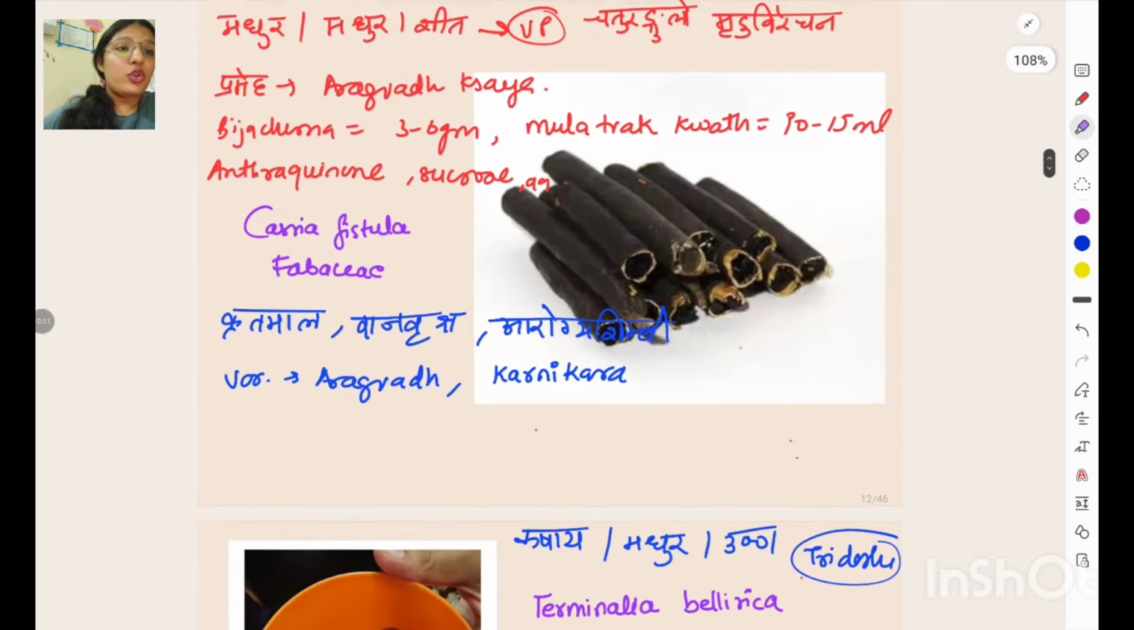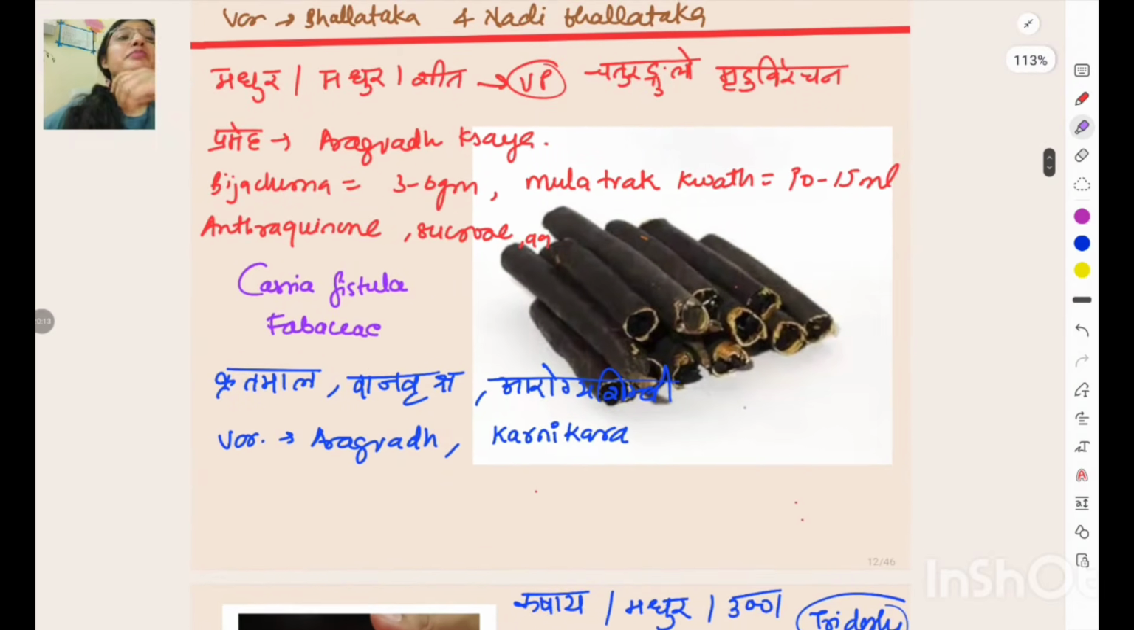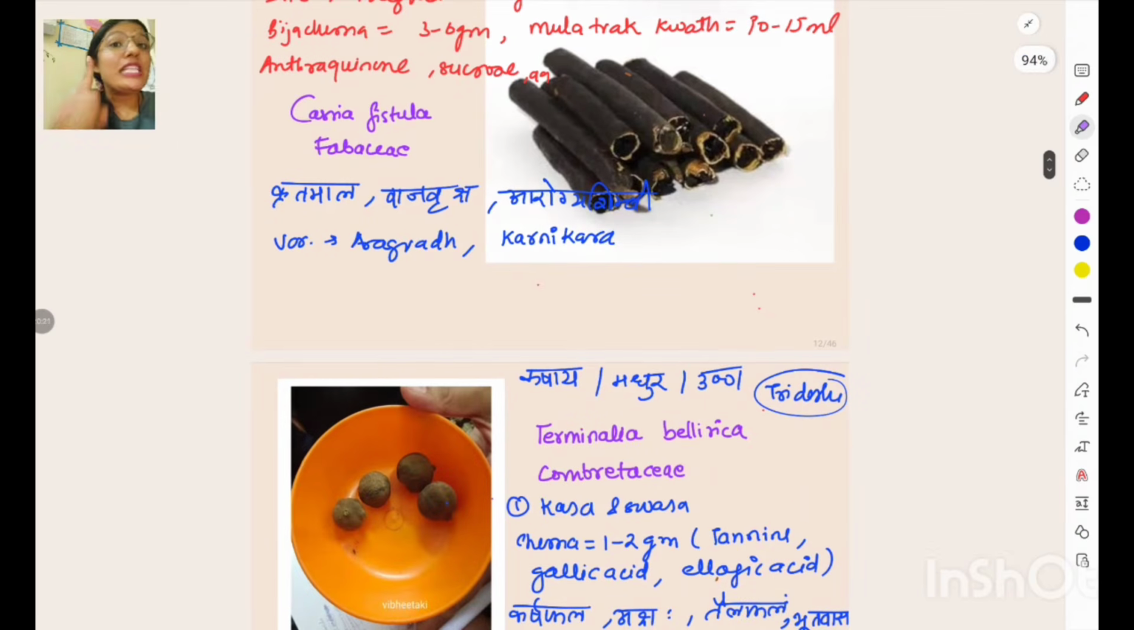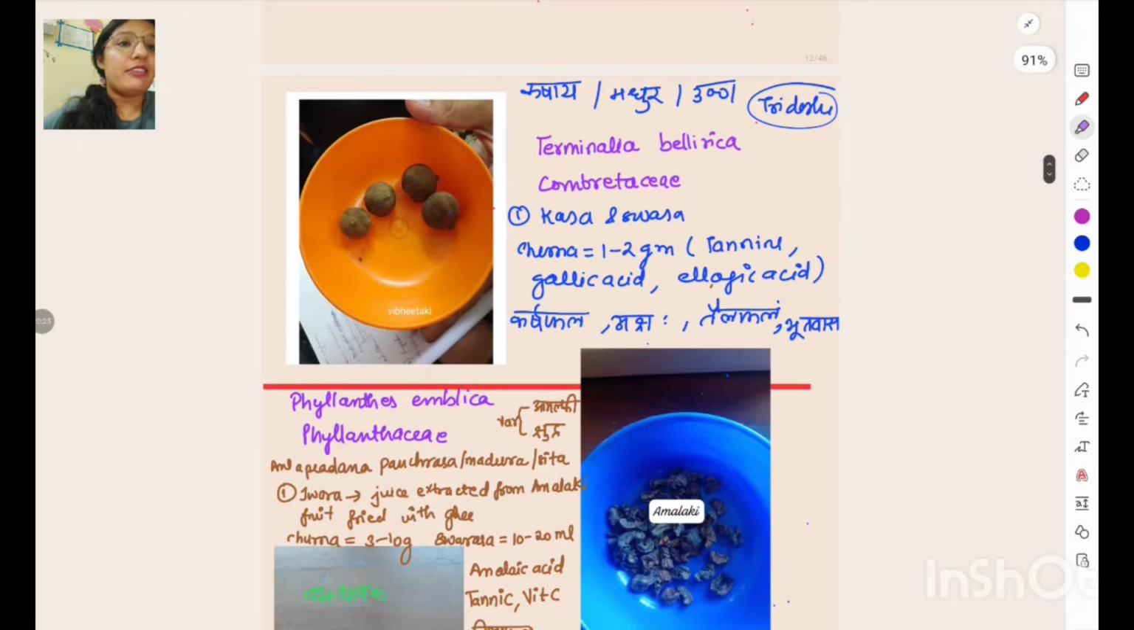Next, this is your Aragvadha Phalamajja. Aragvadha has Grahi Karma and Chaturangula is Mridu Virechana. So it is also important. All these important points you just see. Arogyashimbi is one of the important synonyms of this Aragvadha, Cassia fistula, Fabaceae family.